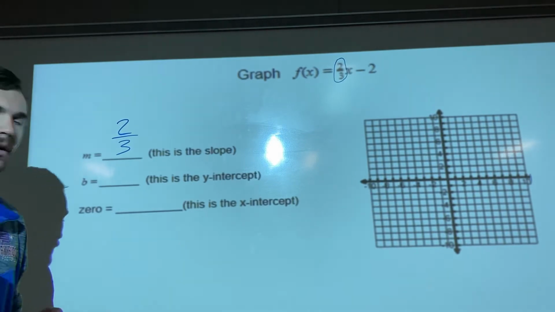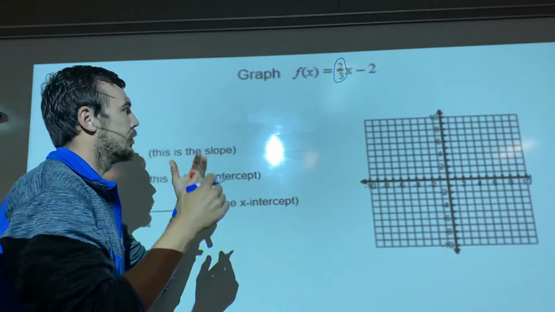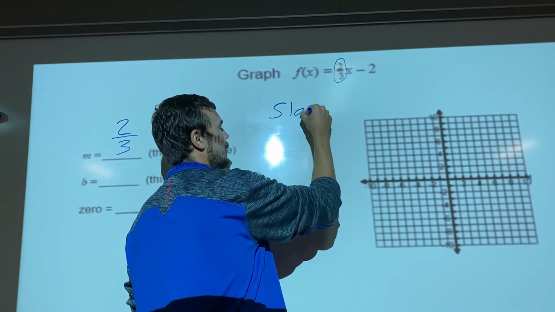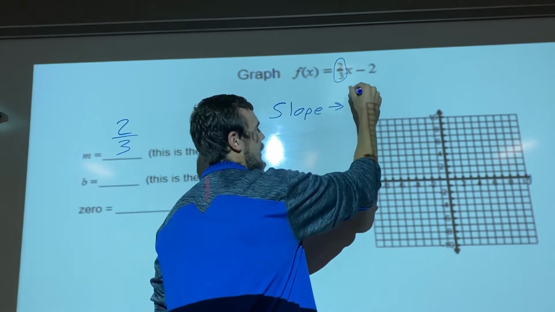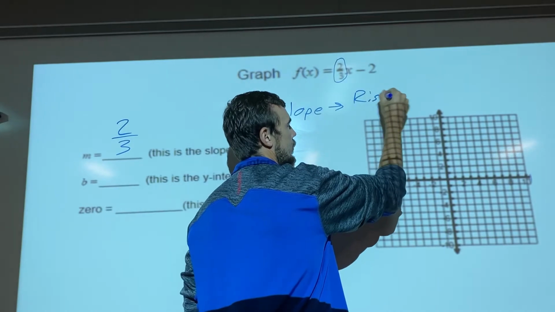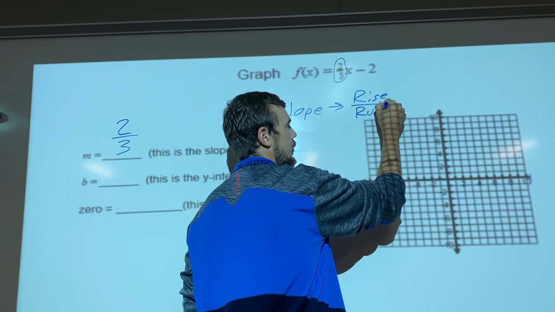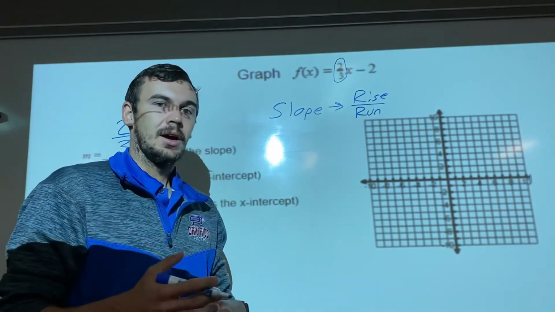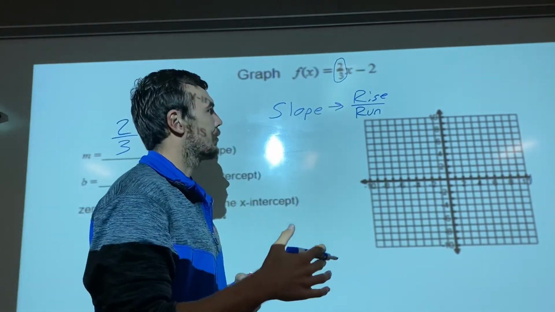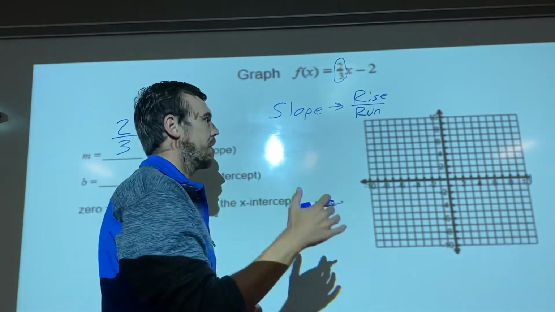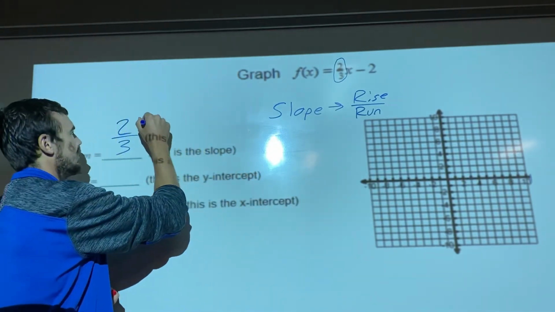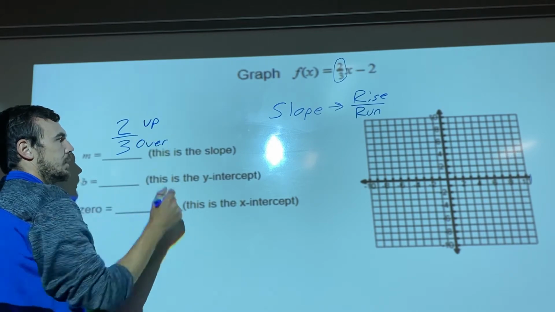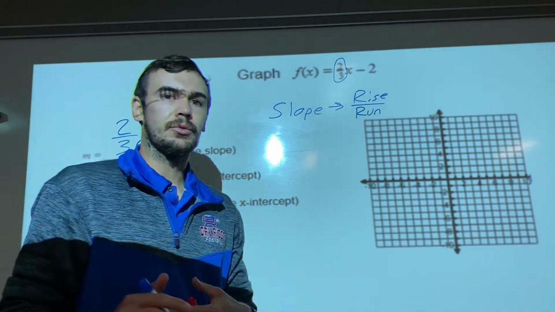When we talk about slope, slope is rise over run. So if I have 2 over 3, I'm going to rise 2, run 3. That means I'm going to go up 2 and then over 3. So 2 up, 3 over.